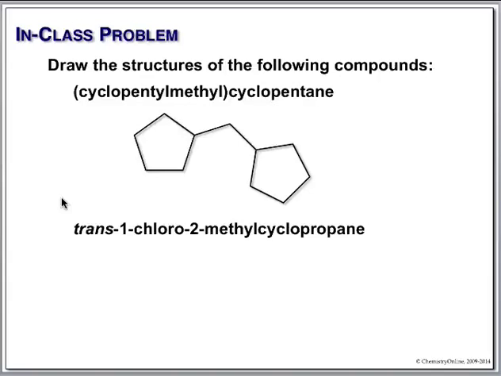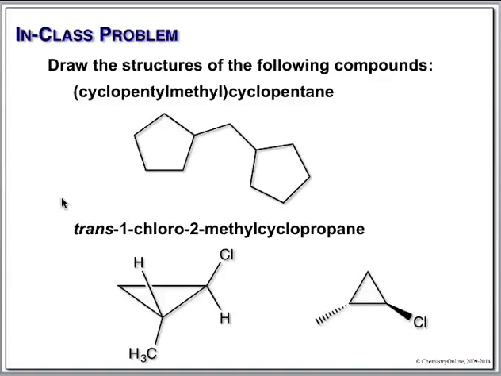Cyclopropane is our parent. We have a chlorine on carbon 1, a methyl on carbon 2, and they are trans. So you want to draw your cyclopropane kind of on its side a little bit so you can show the stereochemistry nicely. You want a chlorine pointing up, methyl pointing down, and that would work. If we drew this using wedge bonds, we would draw our perfect little triangle. We would show one up and one down. You could also show this one up and this one down, as long as they're opposite.